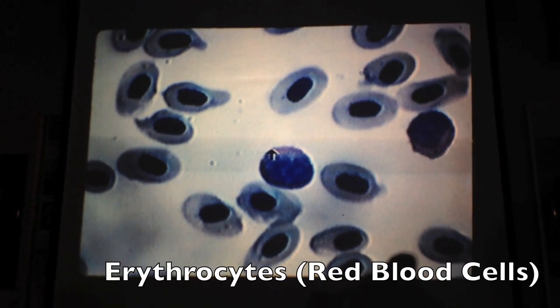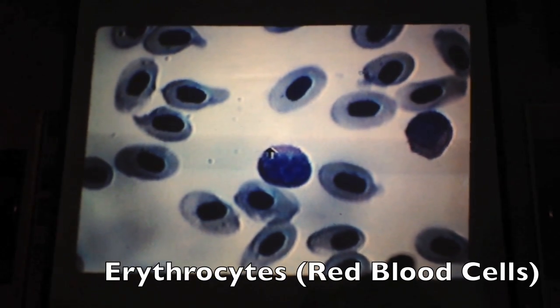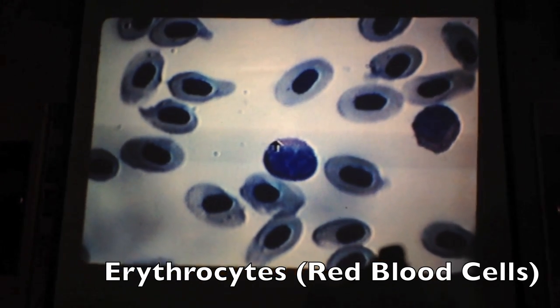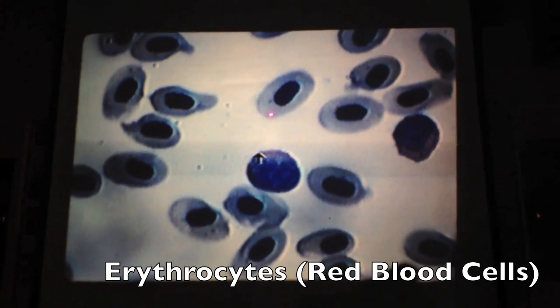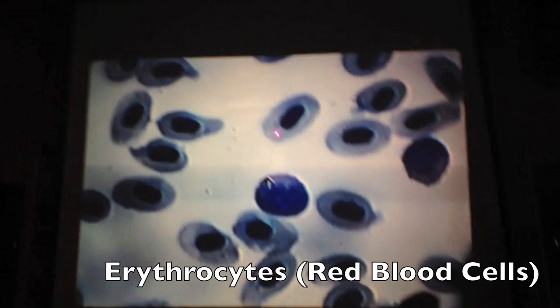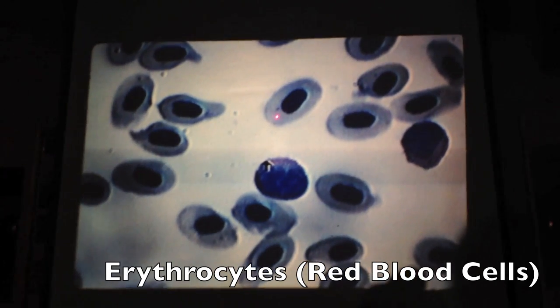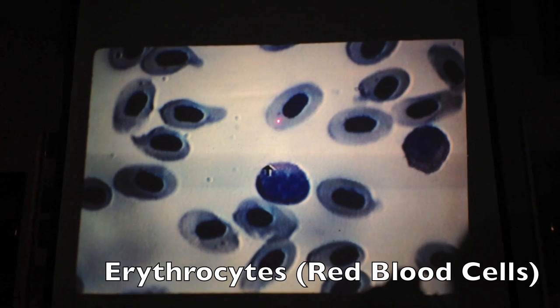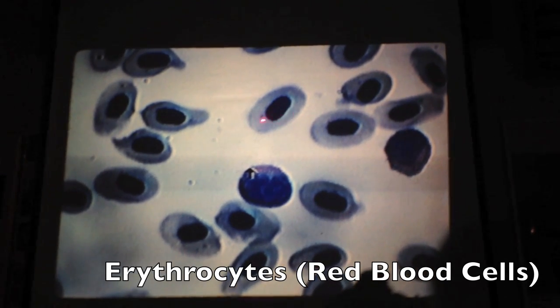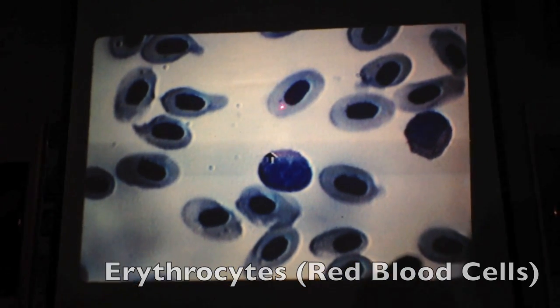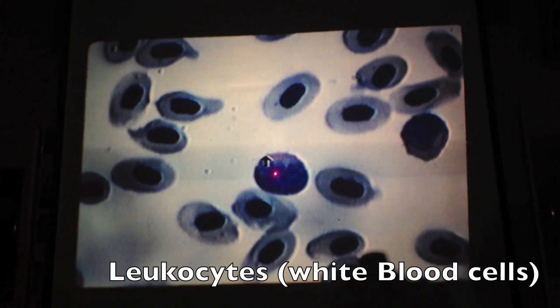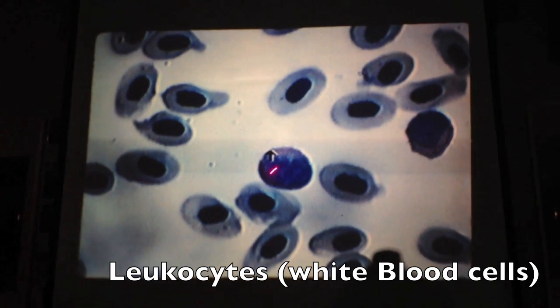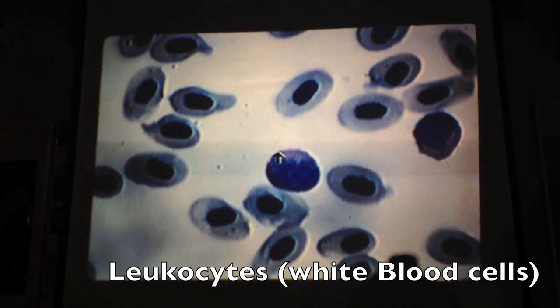Amphibian blood. Okay. Frog blood, amphibian blood. And what kind of cells are these? Red blood cells or white blood cells? Red. And the official term for red blood cells is? Erythrocytes. And so that makes these purple ones leukocytes or white blood cells.